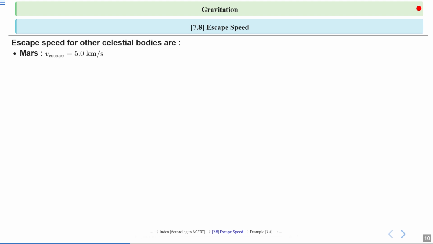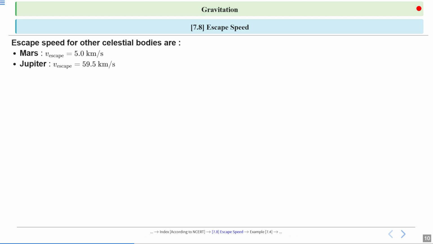Escape speeds for different celestial bodies. So the escape speed is the minimum speed needed for an object to break free from the gravitational pull of a planet or star without further propulsion. For Mars, the escape speed is 5.0 km per second. This means that any object like a spacecraft must reach this speed to leave Mars' gravitational influence.